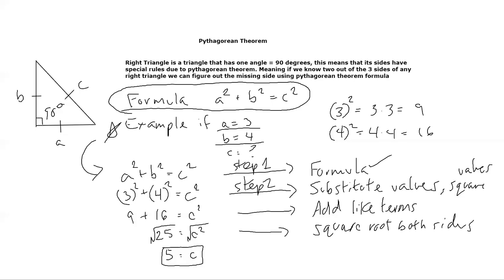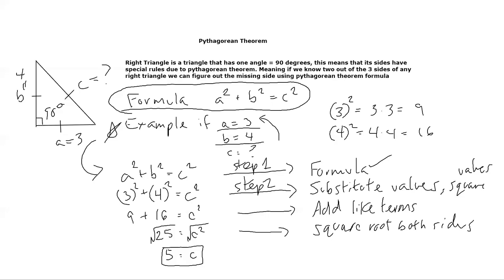Step 2 is substitute values, and then we're going to square the values, right? So from here, we're going to substitute for A, we're going to replace it with 3. Why? Because it's part of the problem. This is part of my given. This is information that was given to me in the beginning. We know for a fact that A happens to be 3 and B happens to be 4, right? We're trying to figure out what C is, and we're going to use the Pythagorean theorem to figure it out. So let's plug in 3 for A.